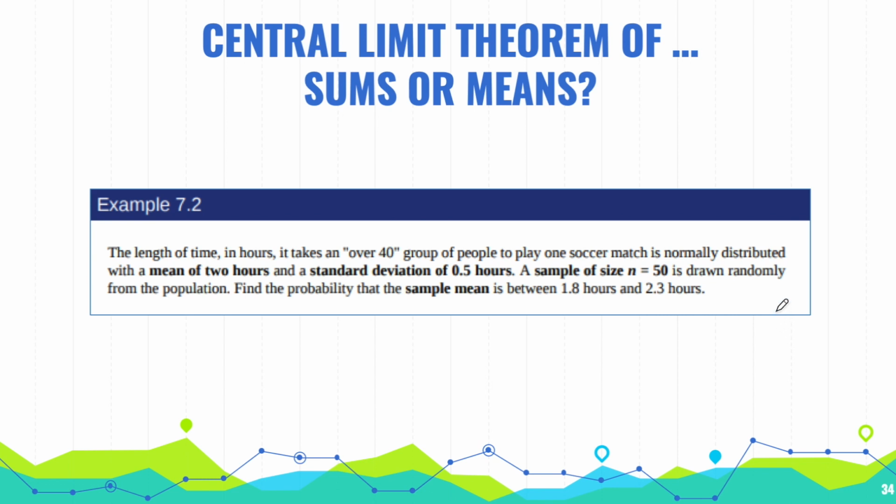Let's read through the problem. The length of time in hours that it takes a, quote, over 40, unquote, group of people to play one soccer match is normally distributed with a mean of 2 hours and a standard deviation of 0.5 hours. A sample size of n equals 50 is drawn randomly from the population. Find the probability that the sample mean is between 1.8 hours and 2.3 hours. All right, let's pull out the information we need and then decide what form of the central limit theorem we're supposed to use.